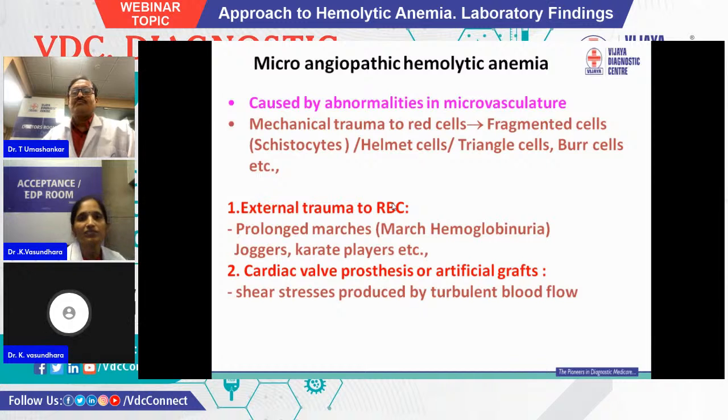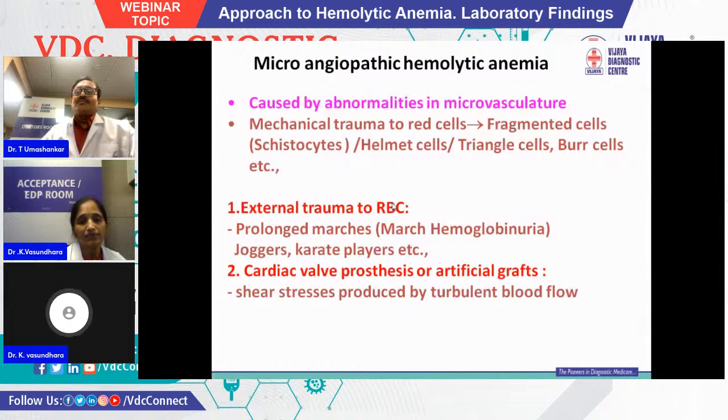So the predisposing factors for this MAHA is external trauma to the RBC. Basically, it's usually seen in soldiers and athletes because of marked strenuous exercise and prolonged exercise for long duration. There's a shear stress to the blood flowing in the foot capillaries. As a result of this, there's a lysis of the blood flowing through the capillaries in the foot. Another is the patients who have undergone prosthetic replacement, aortic valve replacement, mitral valve replacement, who have cardiac valve prosthetics.